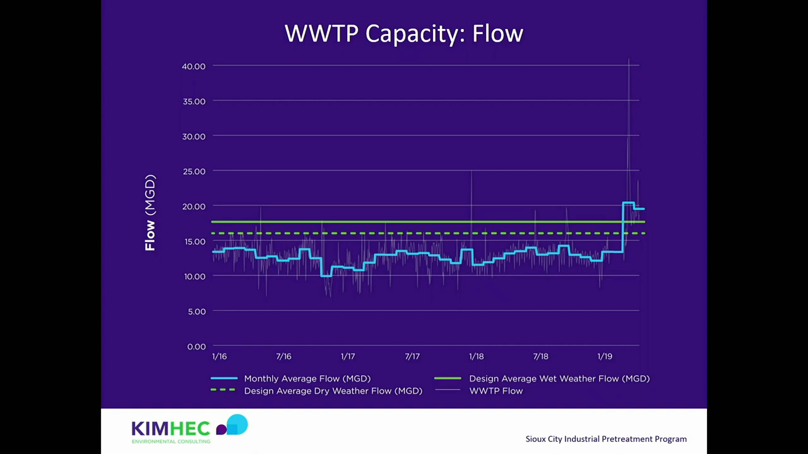The green lines are the allowable flow, what the plant is designed for hydraulically. The light white line that goes up and down in the back is the daily flow readings, so you can see the fluctuation that the plant sees day to day. The blue line that looks like stairs is the 30-day average for the flow, so you can see how month to month it changes. I'd point out, especially all the way to the right, the elevated flow that the city's seen after the big rains and the flood events. I think they're still trying to figure out what's going on with the increased flow and increased loadings.